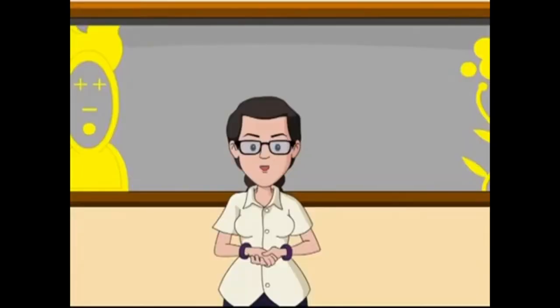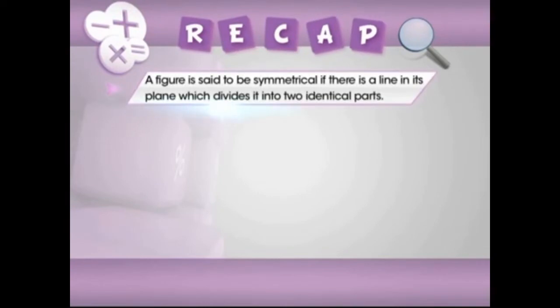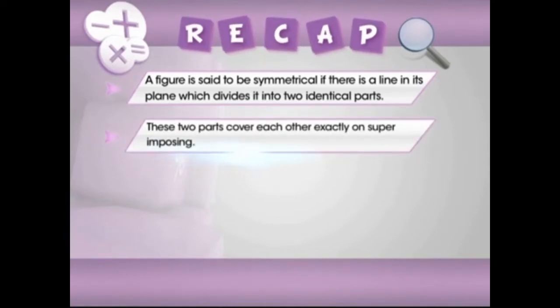Now friends, it's time for us to watch a quick recap of today's session. So get ready to brush up your memory about symmetry. In this module, we have learnt that a shape or a figure is said to be symmetrical if there is a line in the plane of the figure which divides the figure into two identical parts such that the two parts cover each other exactly.